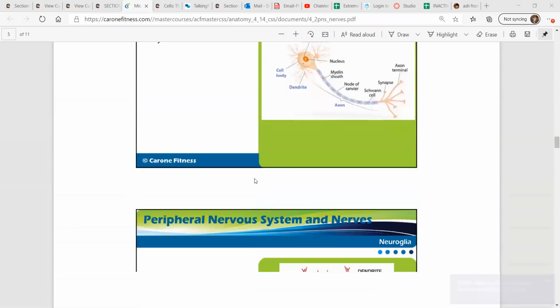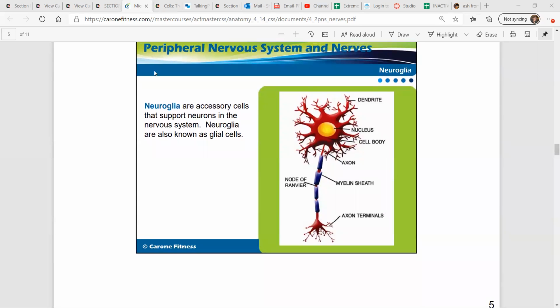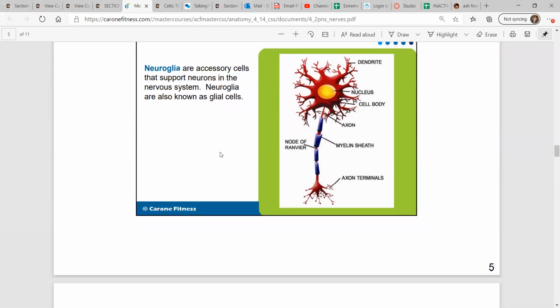The neuroglia are accessory cells that support neurons in the nervous system. And they go by another name as glial cells. Glial cells. So whatever's easier for you to say, go with that. But they mean the same thing. So be familiar with neuroglia, because that will probably come up in the questions, right? Since it's in blue compared to the others.